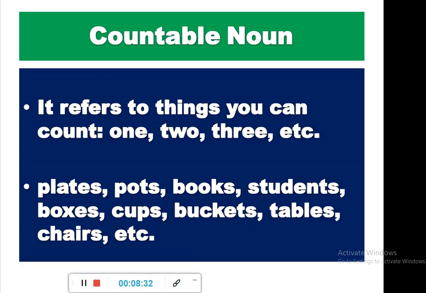Then we come to countable noun. A countable noun refers to things you can count, 1, 2, 3, and so on. Now let's look at examples. You can talk of a plate or 2 plates or more. The same thing is applicable to pots, books, students, boxes, cups, buckets, tables, chairs. Things you can count one by one are all referred to as countable nouns.